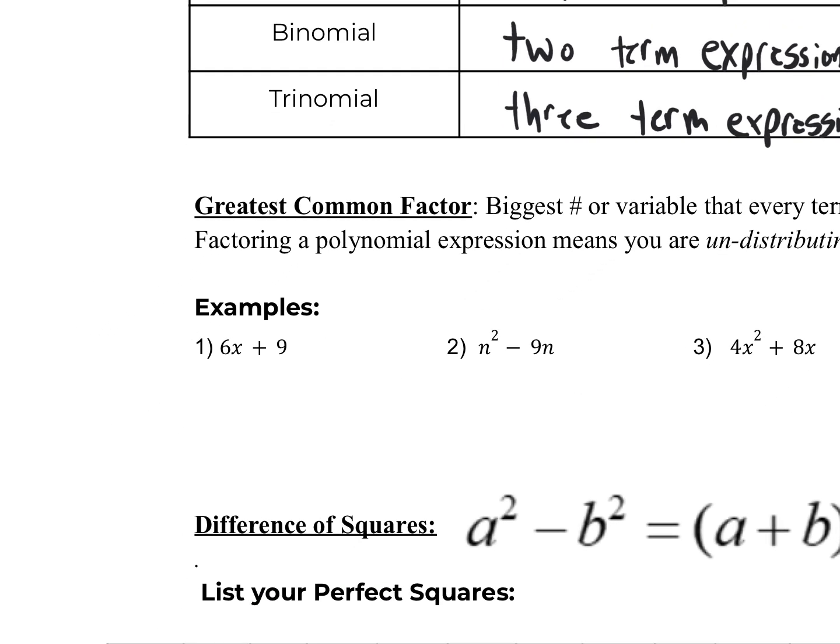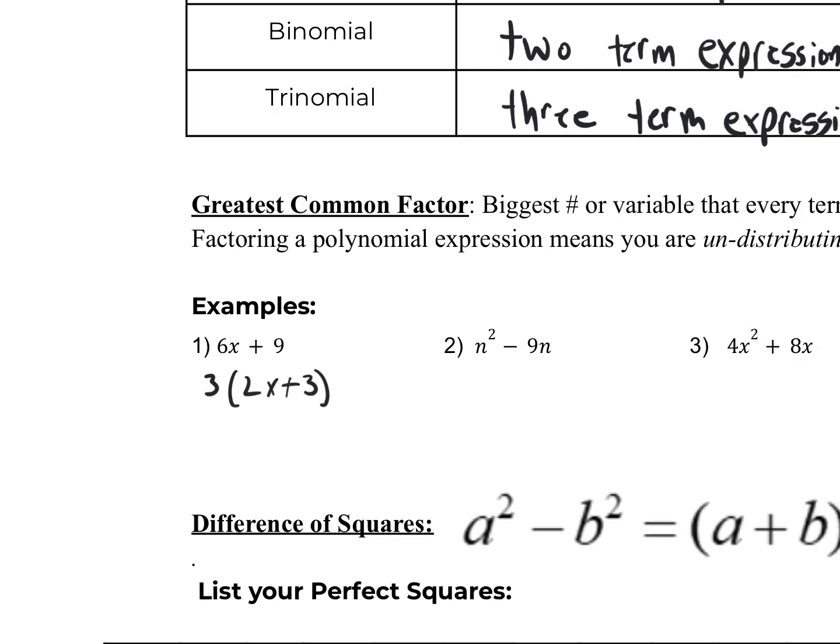All right, so when we look at 6x plus 9, we think, what can I divide both 6 and 9 by? And of course, I can divide both of those by 3. And when I divide 6 by 3, that leaves me with a 2. That x stays there. And when I divide 9 by 3, that leaves me with a 3. And so that leaves me with 3 times 2x plus 3. And of course, if I were to redistribute that 3 to the 2x, that would leave me with 6x, and 3 times 3 is 9.